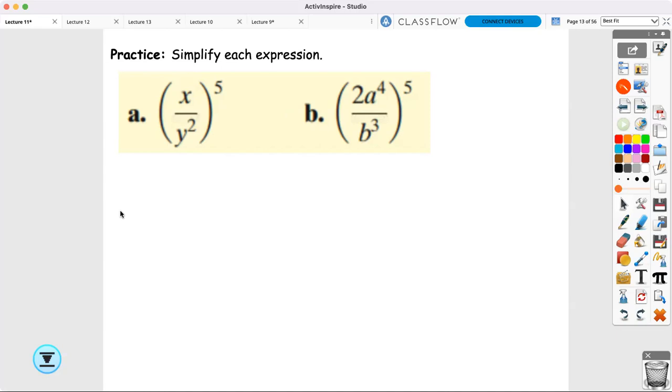All right, we have 32a to the 20th over b to the 15th. Excellent, guys. If we got 32a to the 20th over b to the 15th, you are correct. Anyone have any questions, comments, or concerns regarding either of these practice problems, guys?